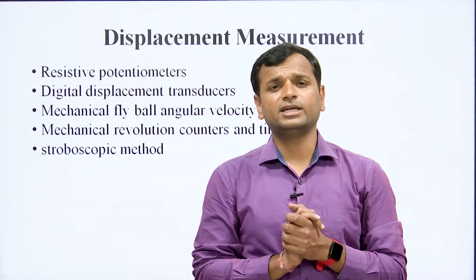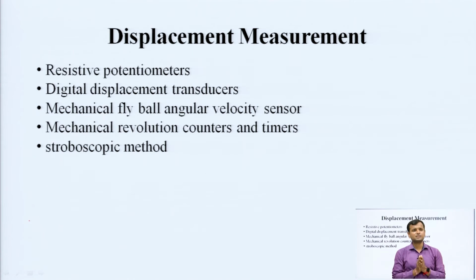So, there are various techniques of measuring displacement. First we have seen the resistive potentiometer, then the digital displacement transducer, then the mechanical fly ball angular velocity sensor, mechanical revolution counters and timers, and the stroboscopic method. These are the various methods that can be used to measure the displacement.